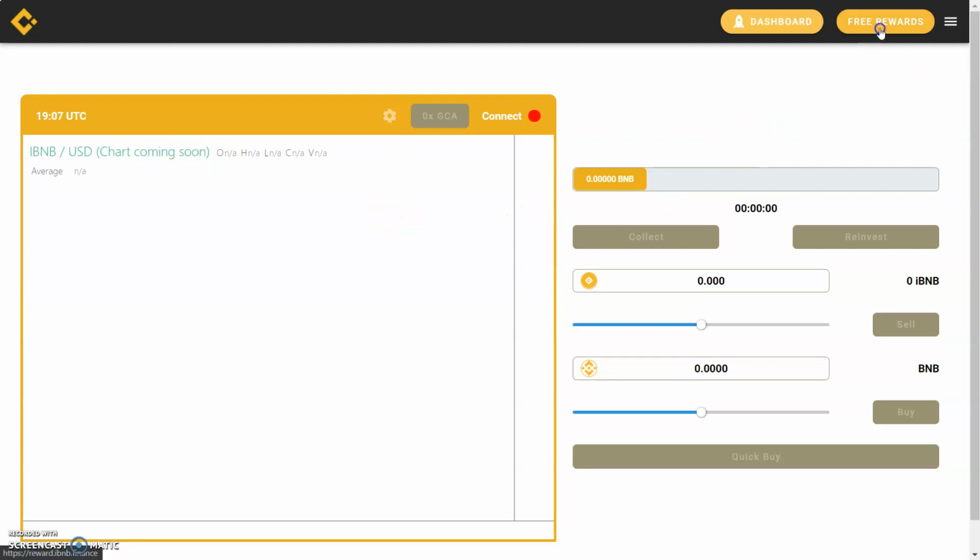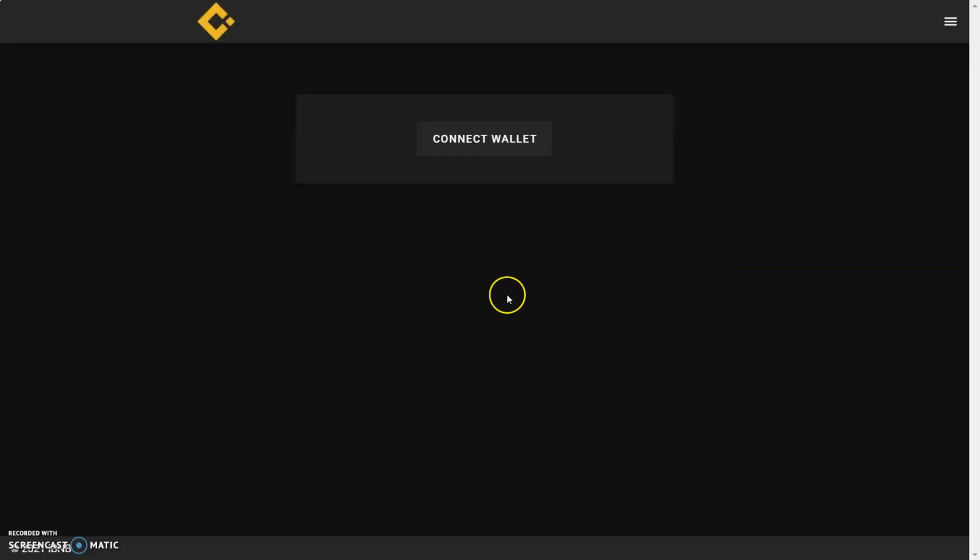So we're going to check the free rewards. And I'm assuming this is where you would be claiming your rewards. I'm not going to connect with my wallet right now. I don't have any nBNB. But this is where you would come and collect your rewards, okay?